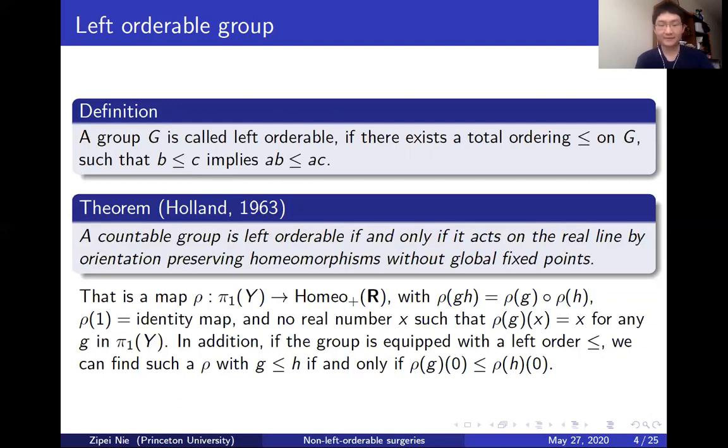If we have such a map rho, then we can recover the left order by the relation that g is less than h if and only if rho of g applied to 0 is less than rho of h applied to 0 as real numbers.